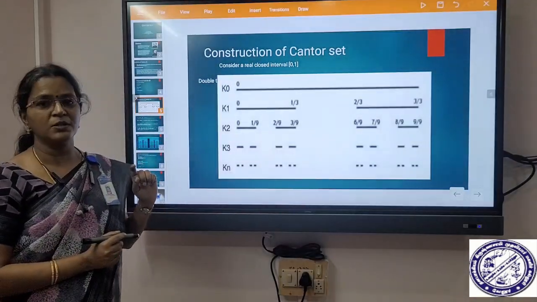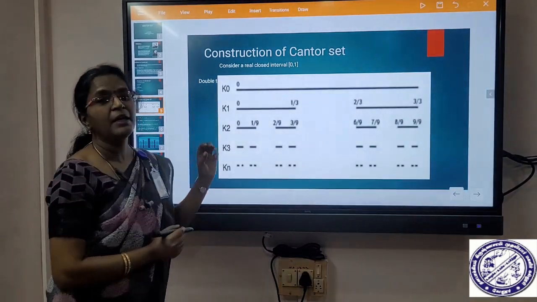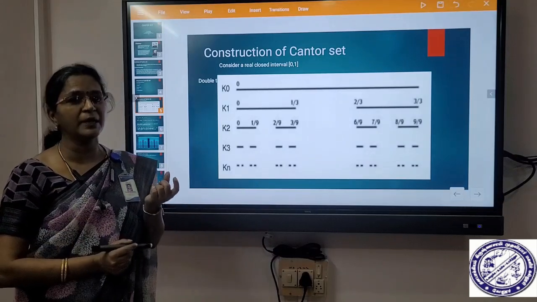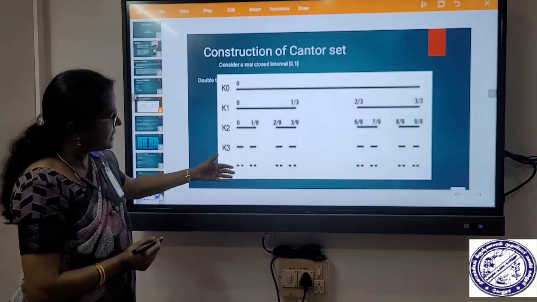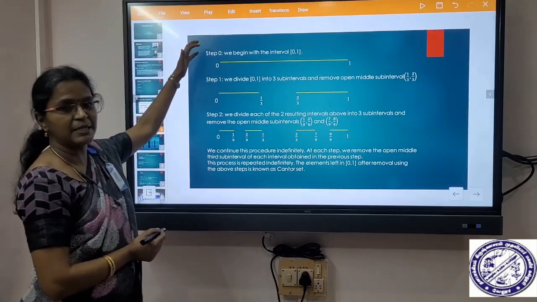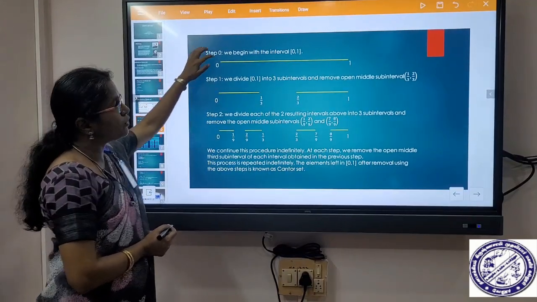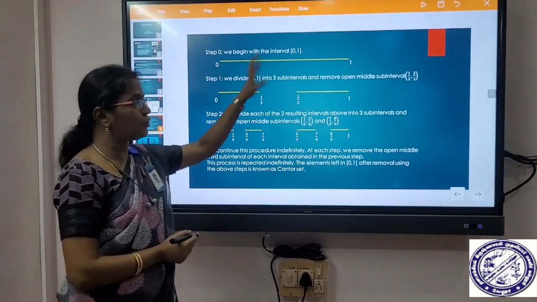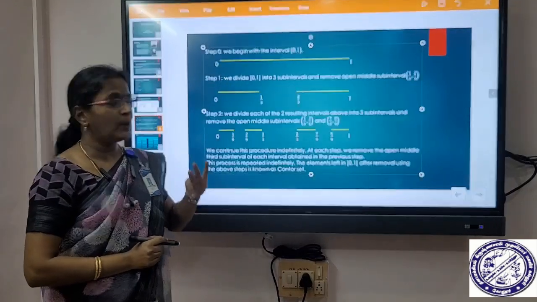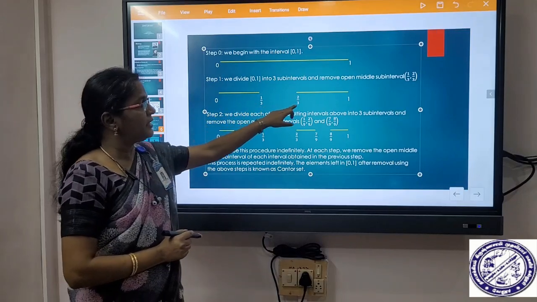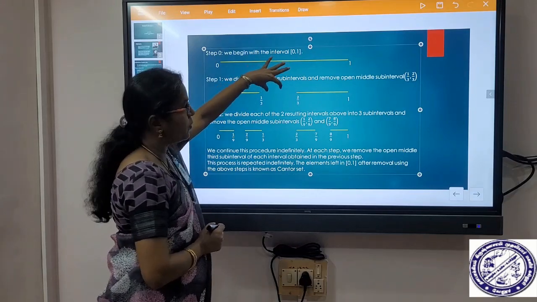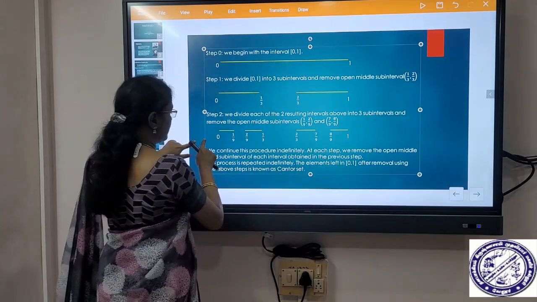We start with the closed interval [0, 1], and we continue by dividing the line segment into three equal parts and removing the middle open interval. And we can proceed like this. I am going to explain this stepwise. In the initial step 0, we take the interval 0 to 1, that is the line segment from 0 to 1. And we divide this line segment into 3 equal sub-intervals, that is 0 to 1 by 3, 1 by 3 to 2 by 3, and 2 by 3 to 1. In step 1, we remove the middle third open interval, that is (1/3, 2/3).